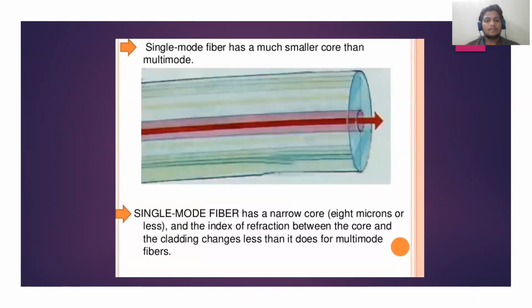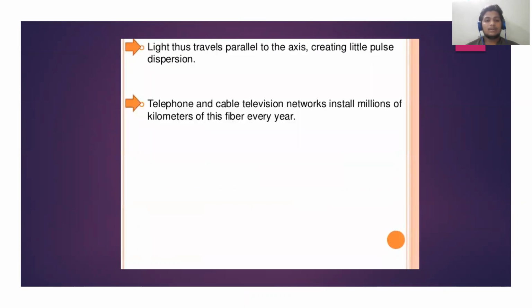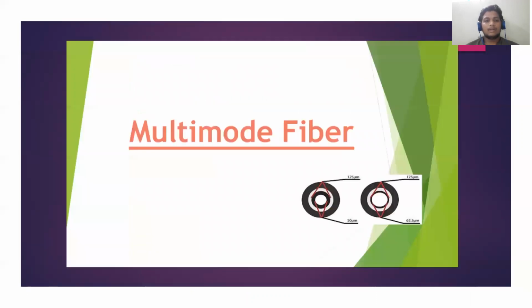but it also costs more. Actually, you can see in the diagram, single mode fiber has a much smaller core than multi-mode. It has a narrow core of 8 microns or less, and the index of refraction between the core and the cladding changes less than it does for multi-mode fibers. Light thus travels parallel to the axis, creating little pulse dispersion. Telephone and cable communication networks install millions of kilometers of the fiber every year.